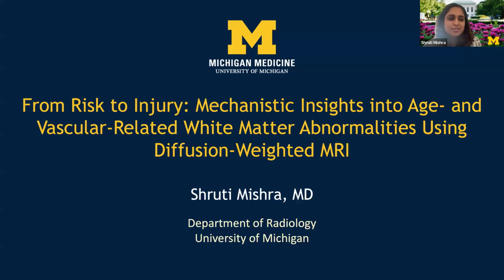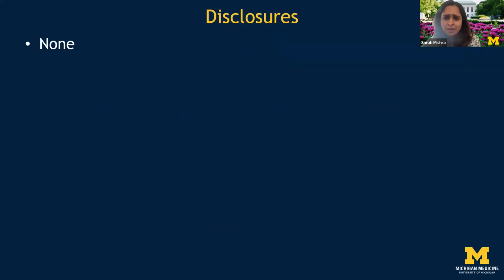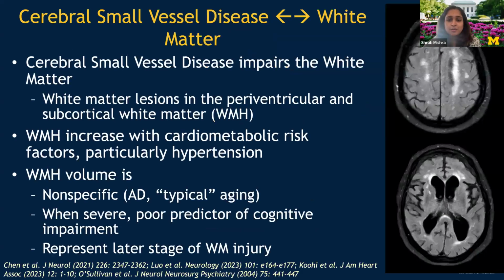So the title of my talk is From Risk to Injury, Mechanistic Insights into Age and Vascular-Related White Matter Abnormalities using diffusion-weighted MRI. I don't have any relevant disclosures. So we know that the white matter is important when assessing for the presence of cerebral small vessel disease. Clinically, we grade cerebral small vessel disease by the degree of white matter lesions that we see on T2 weighted images. This is most commonly FLAIR. But other findings we also look for include presence of lacunar infarcts, microhemorrhages, and large perivascular spaces.